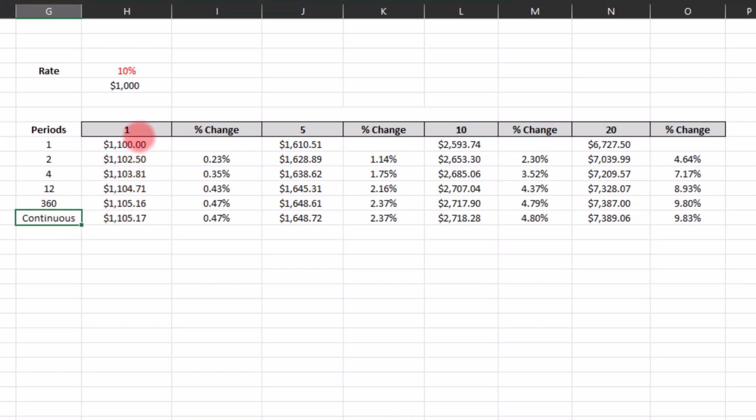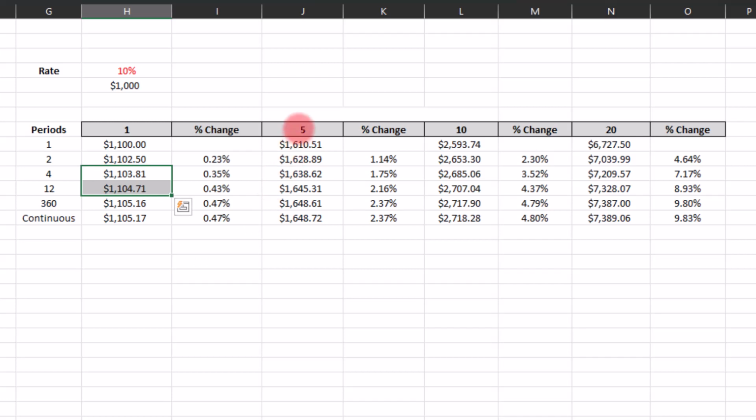So you can see if you're only holding this for a year, and if it were paid annually, it would be $1,100, and if it were continuously, it'd be $1,105.17. So it's not a huge difference, and his question was specifically between quarterly and monthly. So you're talking about $1,103.81 versus $1,104.71 at the end of the year.